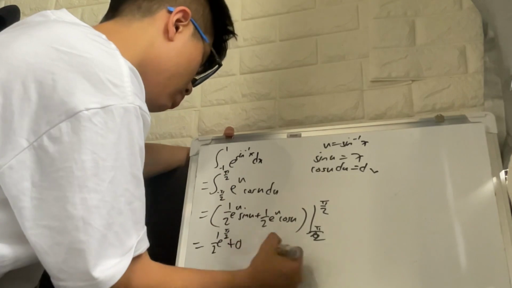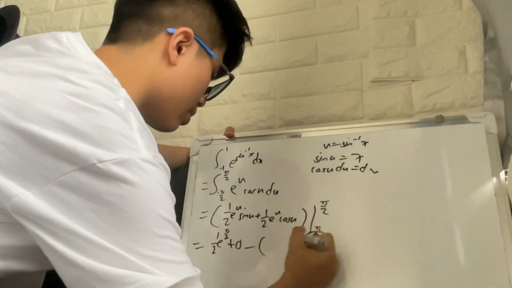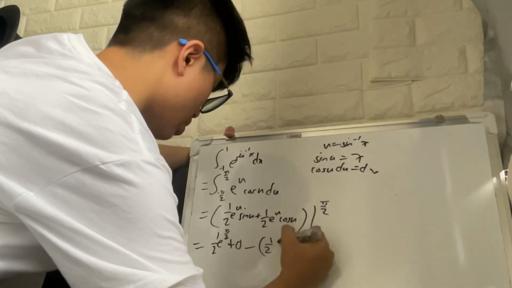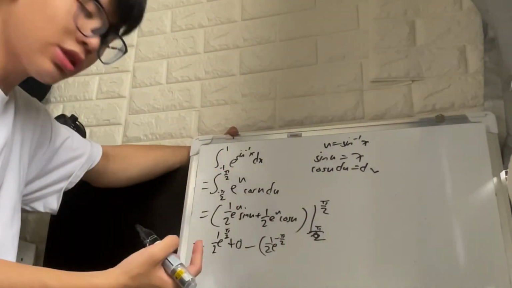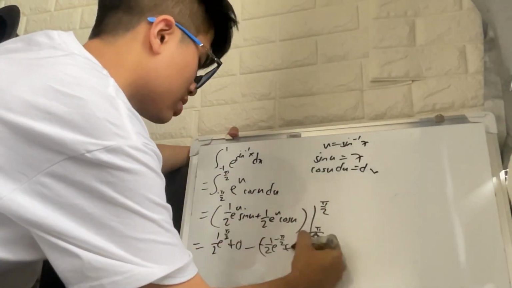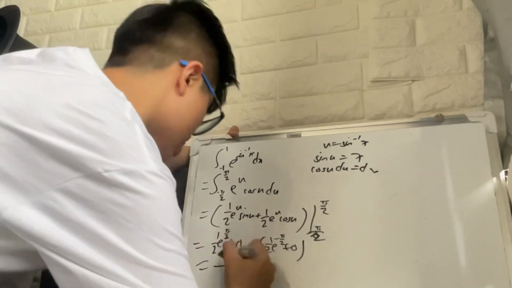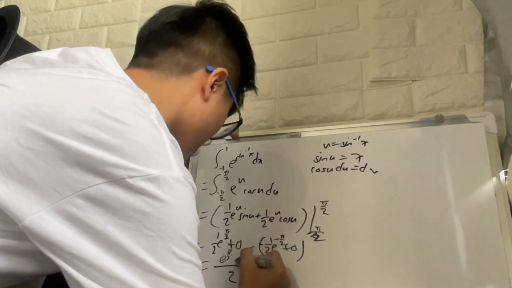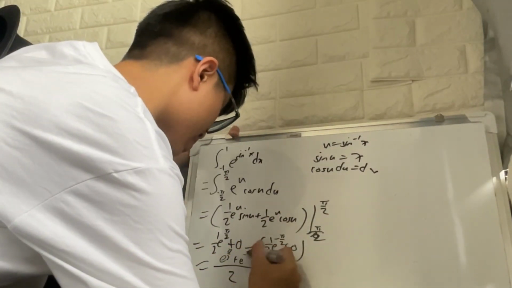So plus 0, and then we're going to subtract, and then put pi over 2 into it, you get negative pi over 2, it should be. And then e to the power of negative pi over 2, and then sine of negative pi over 2 gives you -1. So multiply by -1, and then put negative pi over 2, it's still 0 like that. So overall, you just get the same denominator, and then this e to the power of pi over 2. And then negative becomes positive, so plus e to the power of negative pi over 2.